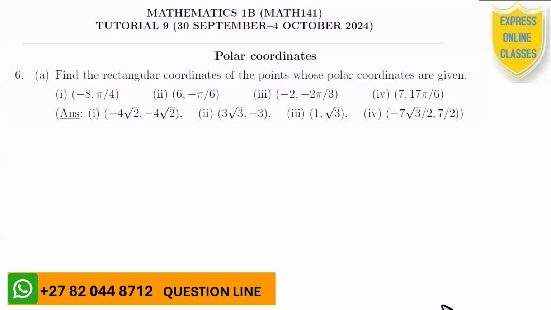Okay, now you need to deal with the polar coordinates. Find the rectangular coordinates of the points whose polar coordinates are given. So the polar coordinates give us the r, theta. R, theta would be minus 8, pi over 4.